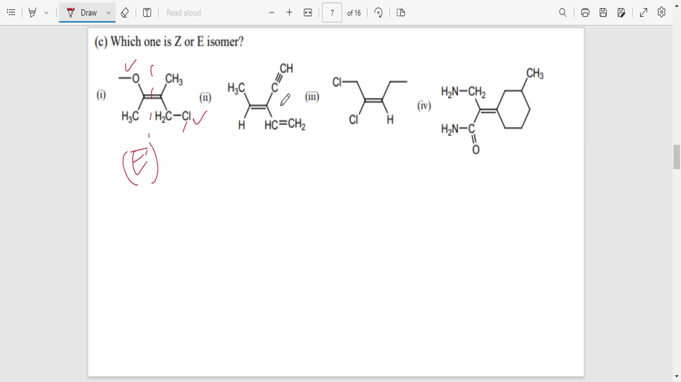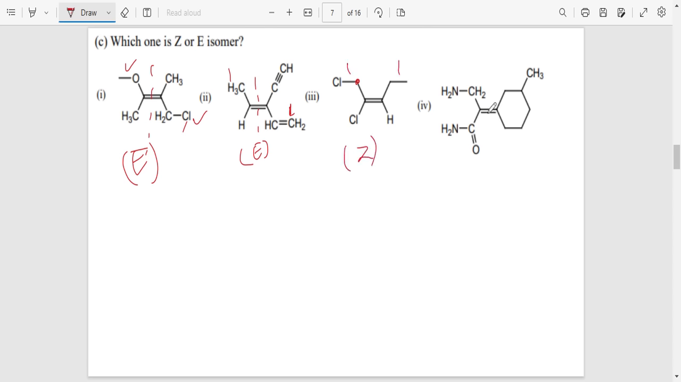What of this one? If I cut again on the middle, this is going to be the first one, and then coming down, this is going to be the first one. Opposite sides, that is still E. And then for this one, we have got a carbon here and then bonded to chlorine. This is going to be the first group, and this is going to be the first group. So same side, this is going to be Z.